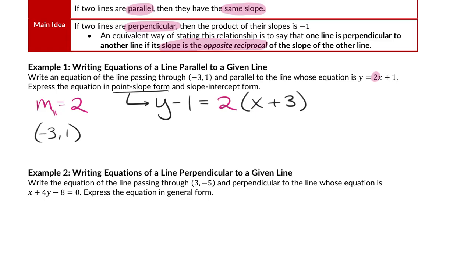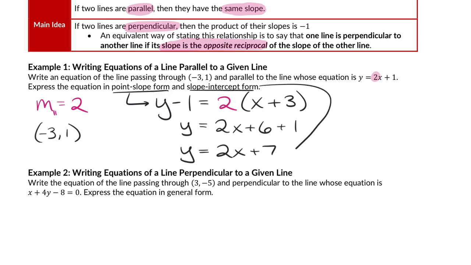Slope intercept form is like we did earlier. That means solve for y. So we would do 2 things at once. We distribute the 2 and we add the 1 to both sides so that we end up with slope intercept form, 2x plus 7. Again, make sure you're reading questions carefully to see what form I want the equation written in. This time I asked for point slope and slope intercept form.